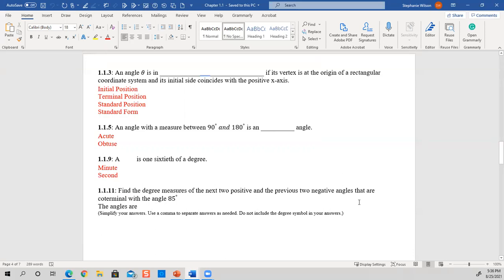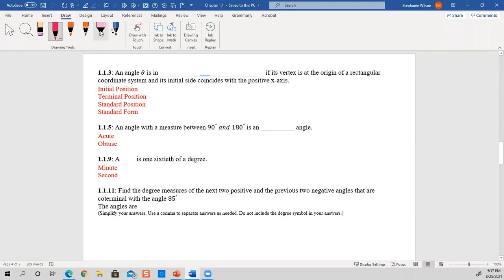All right, so let's talk about the first question here. It says an angle of theta is in blank if its vertex is at the origin of a rectangular coordinate system and its initial side coincides with the positive x-axis. Can anybody tell me just the best guess? Okay, it's going to be standard form. Whoops, let me get back to my pencil. Sorry, it just takes me a second to reread the question and try to visualize it. Oh, okay. So it's standard position.